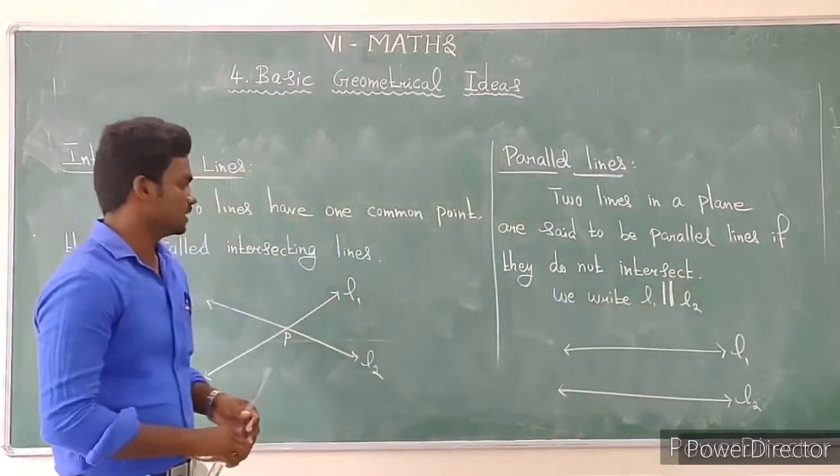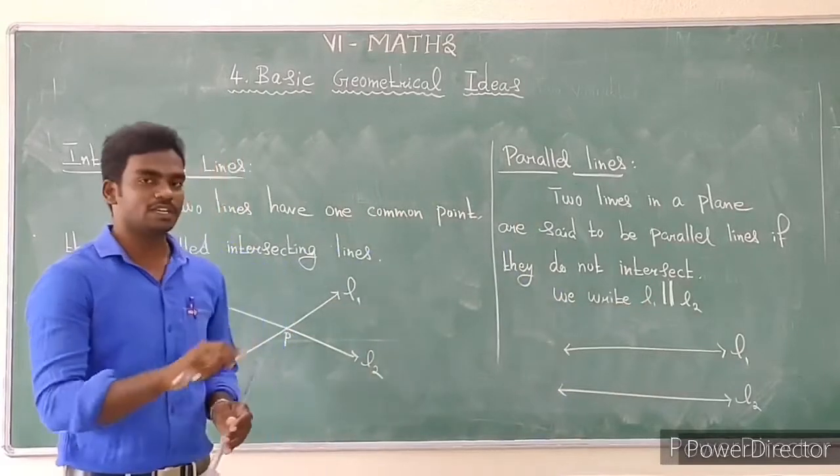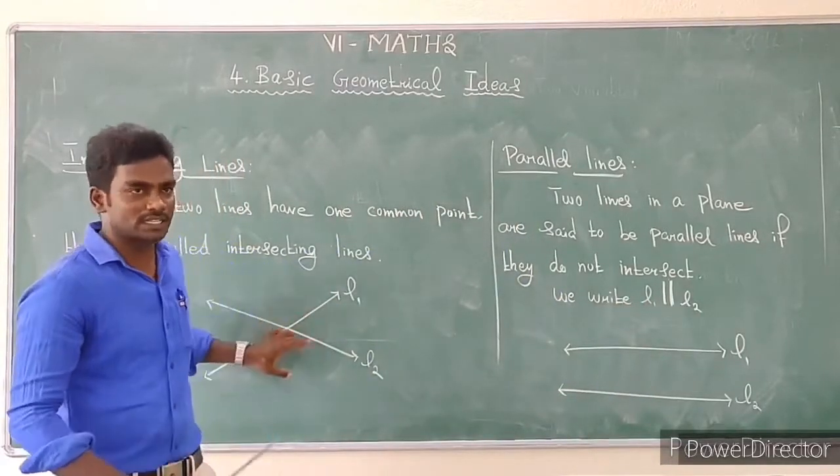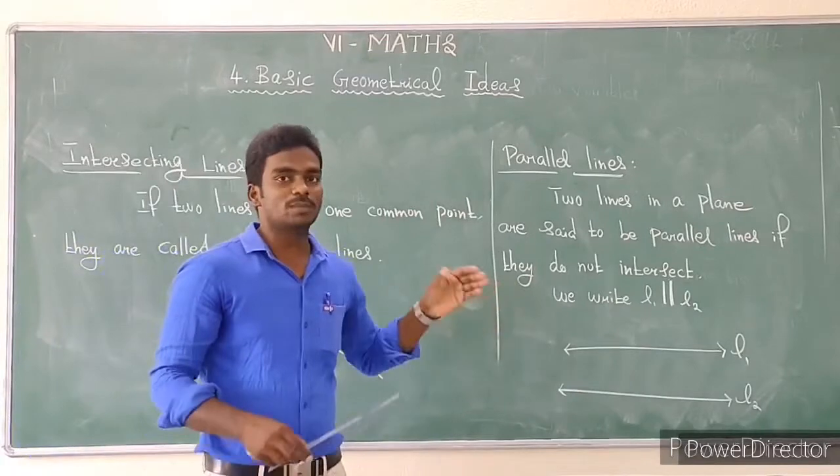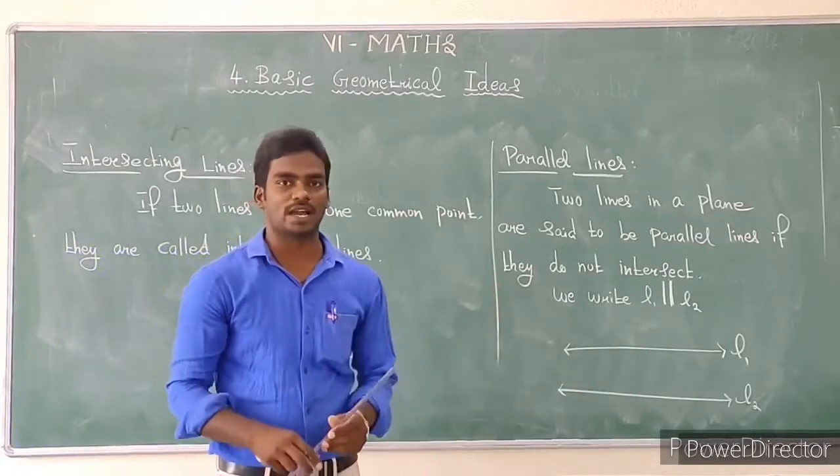What are intersecting lines? Intersecting lines means two lines meeting at any one common point. If two lines do not meet at any point, they are called parallel lines.